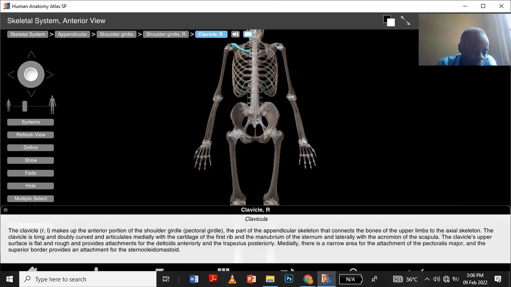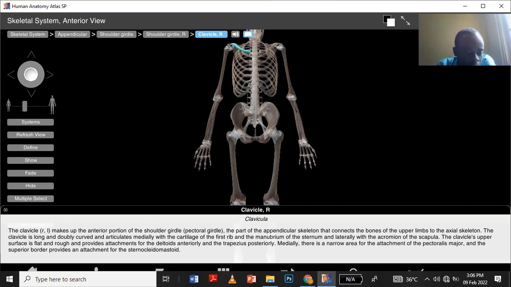So the clavicle makes up the anterior portion of the shoulder girdle. You want to ask what the shoulder girdle is? The shoulder girdle is the joint around here, the shoulder joint. So it makes the anterior portion, the one facing the front. So this part of the appendicular skeleton connects the whole upper limb with the axial skeleton.